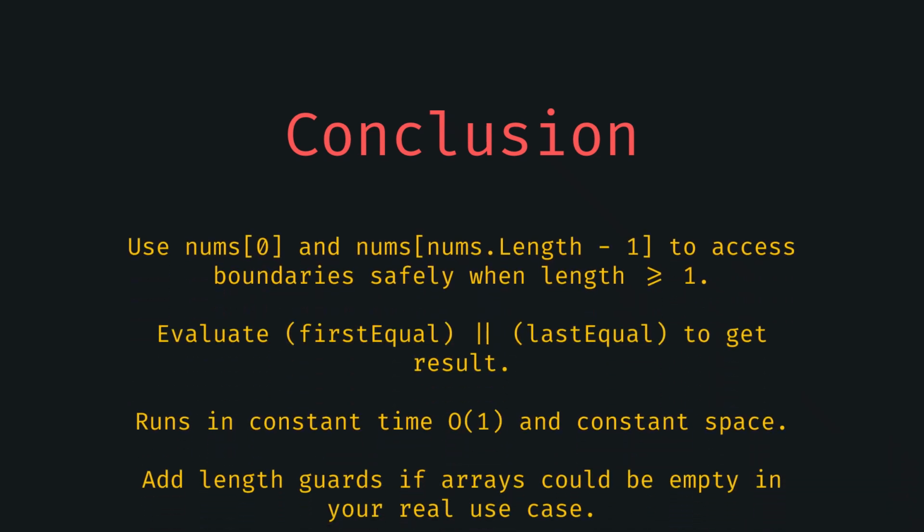Wrapping up, the solution is clear, compact, and efficient. We learned how to compare first and last elements of two arrays in C#, and why the check is safe with the given array length guarantee.